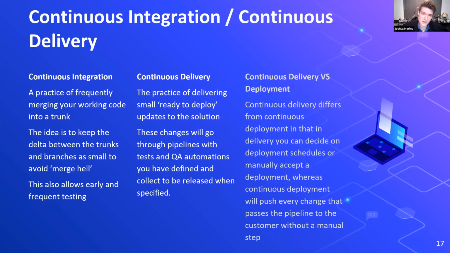CD can mean continuous delivery or deployment. Continuous delivery is the practice of delivering small, ready-to-deploy updates. These updates will go through the pipelines with any tests, QA, security automations, and policies that you've added and will be released when you specify. Continuous deployment is the other term that CD may refer to. It differs from continuous delivery in that changes are deployed automatically once they pass through the pipeline, rather than after a specified condition, timeframe, or manual acceptance.